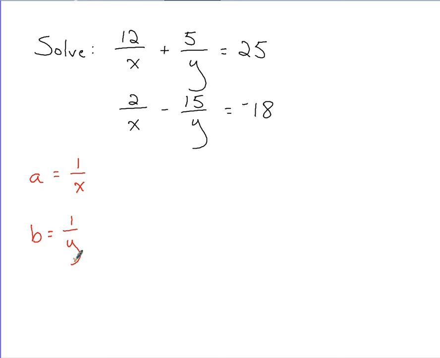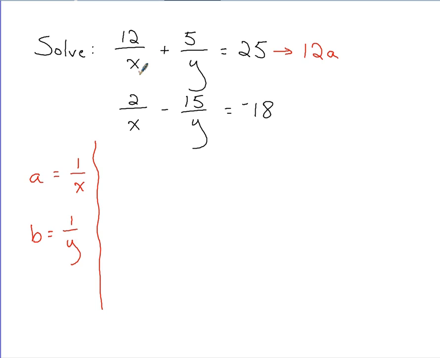Now, if we do that, we can tinker with our system. We can rewrite this first equation by taking out this 12 over x idea and simply writing it as 12a. The reason we can do that is, if a is 1 over x, this would be 12 times 1 over x. What is 12 times 1 over x? It's 12 over x, right?